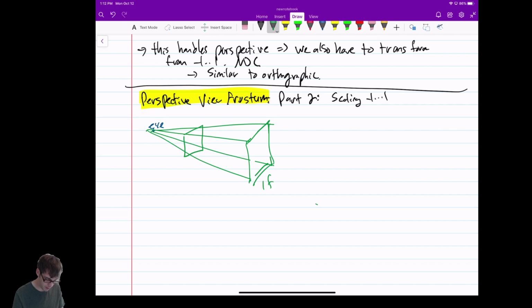Remember, this is my far here, this is my near. This is my bottom, top, my right, my left. Anyway, wait a second, that's backwards. Yeah, looking from the eye, that's the right, and that's the left, okay?